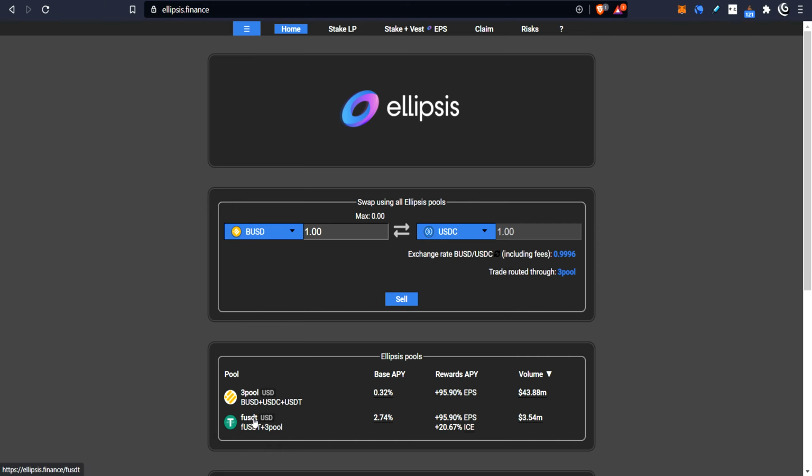Okay, so they incentivize these pools. They want more money inside, so they reward people who put money in with EPS tokens. I will talk a lot more about these when I go to this tab over here. And this pool here is currently also incentivized with ICE tokens.